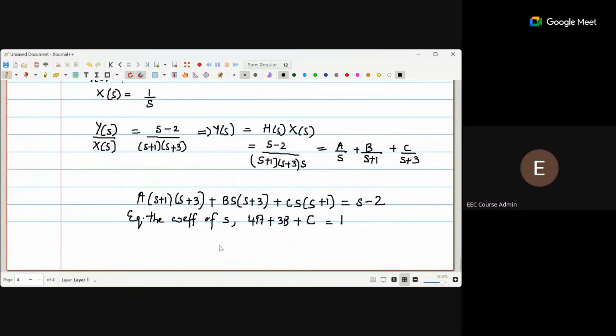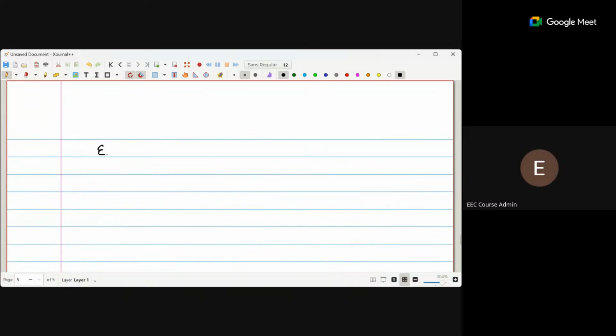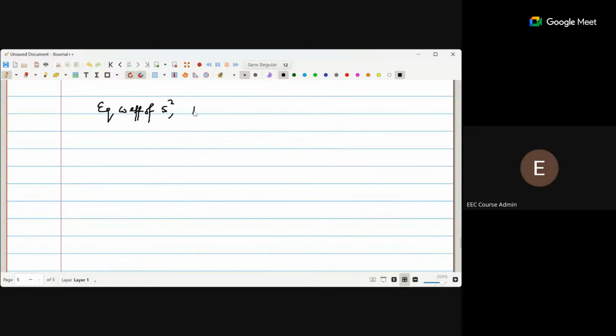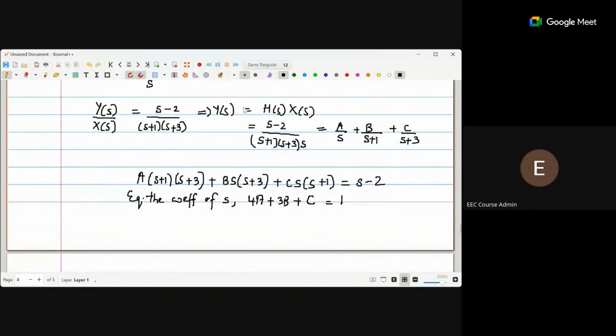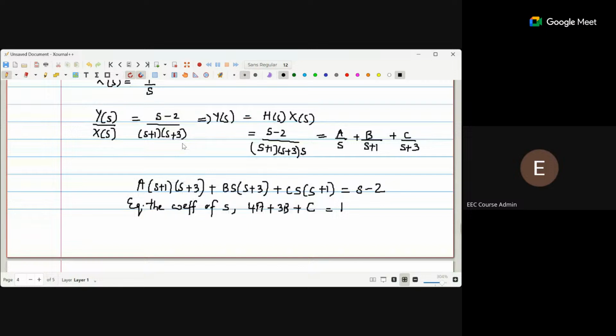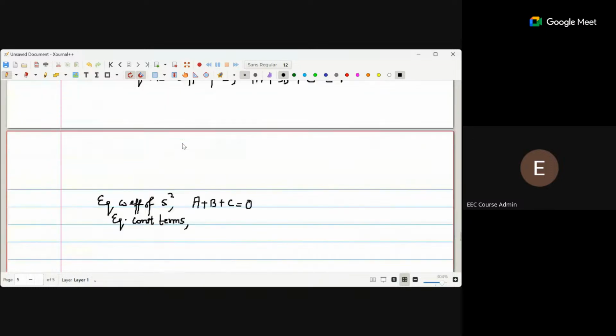Then equating the coefficient of s square, what do you get? Here it is A, here it is B, here it is C. So A plus B plus C equal to 0. And equating the constant terms, it will be 3A plus 3B plus C equal to minus 2.